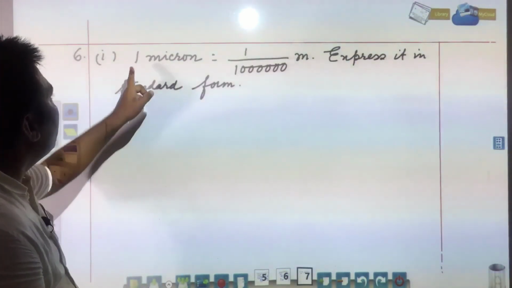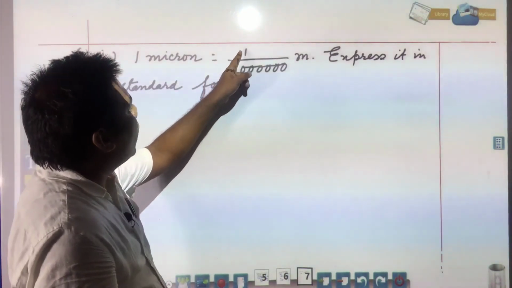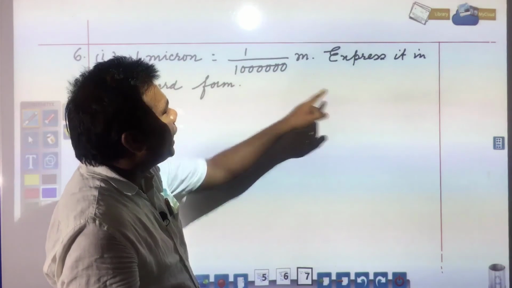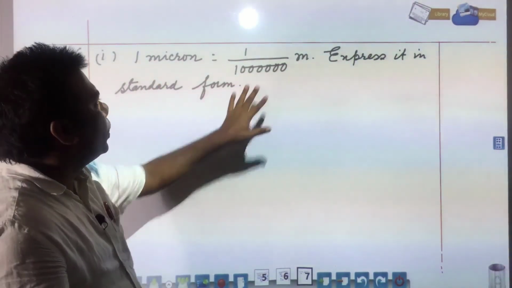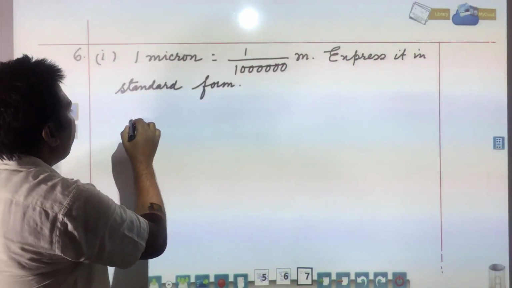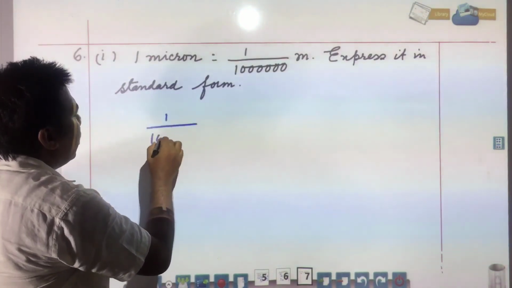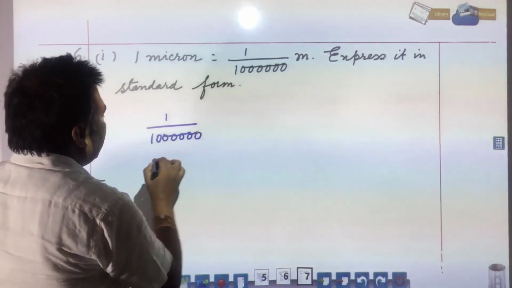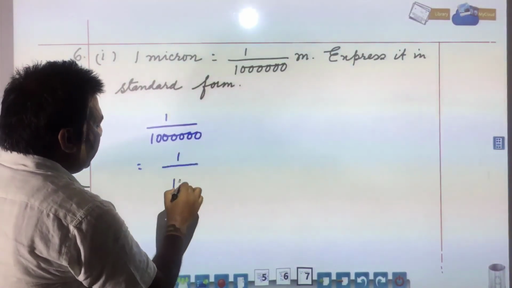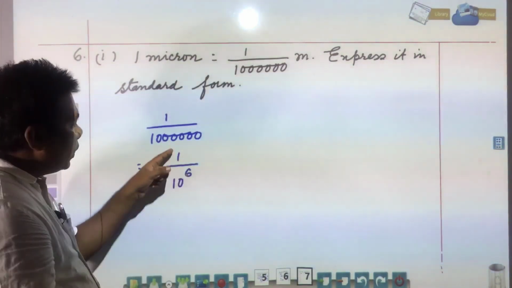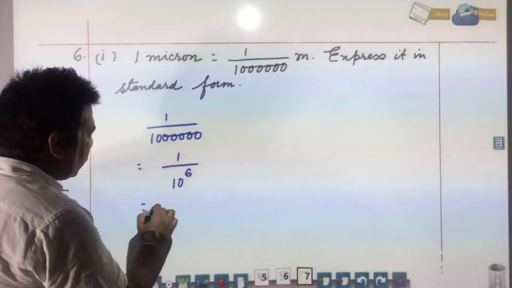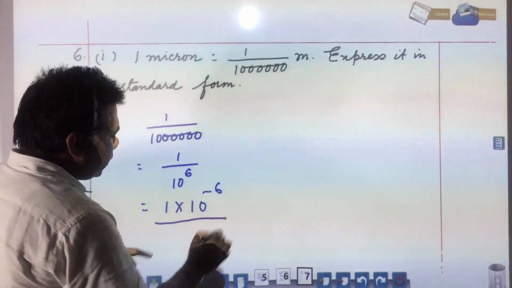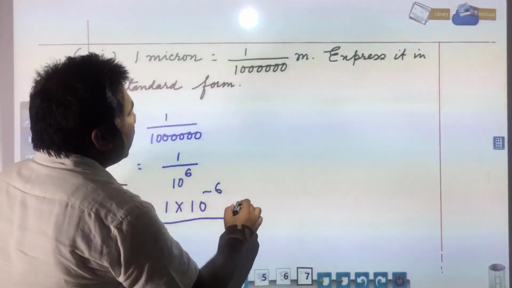Next question you see, 1 micron is equal to 1 by 1 with 6 zeros meter, express it in standard form. So, easy it is. Here you see 1 by 1, 2, 3, 4, 5, 6. This can be written as 1 by 10 to the power 6, which means 1 into 10 to the power minus 6, already you have learned, and this will be your answer.